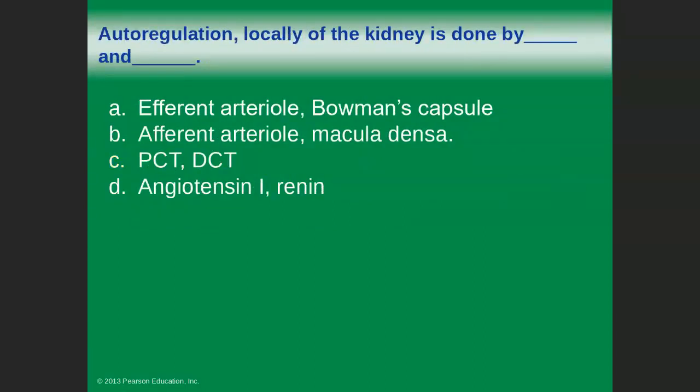Autoregulation locally of the kidneys is done by, remember, the myogenic mechanism? That affects mainly the afferent arteriole and the macula densa in the distal tubule. Afferent arteriole and the macula densa. Yeah, that'd be B. That's correct.